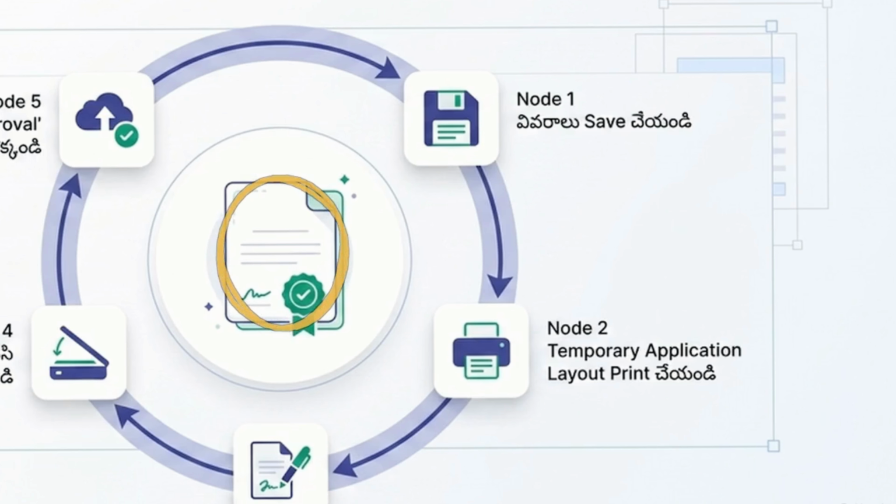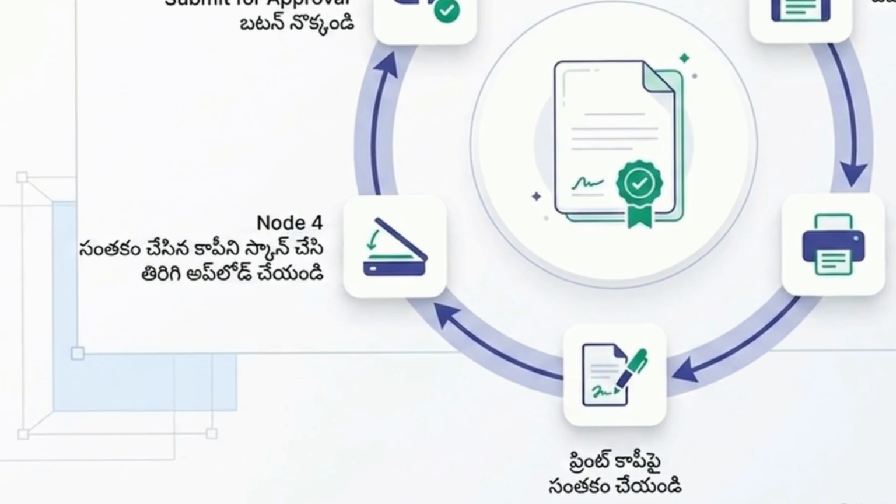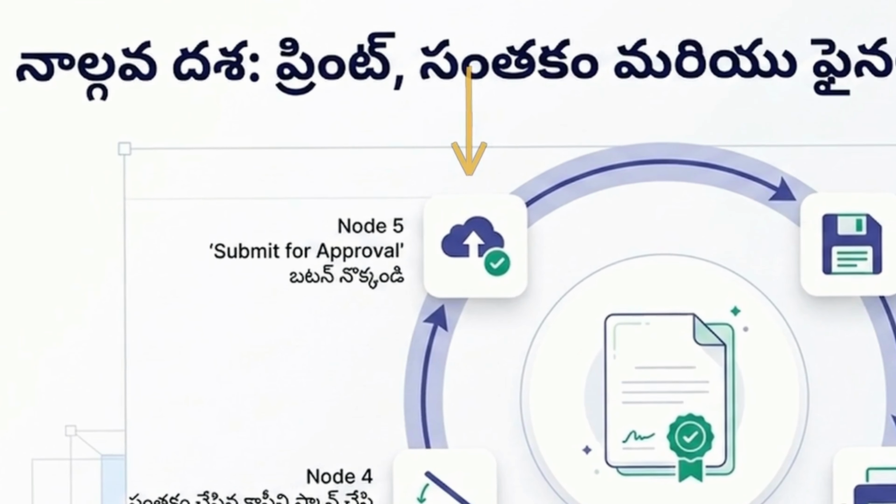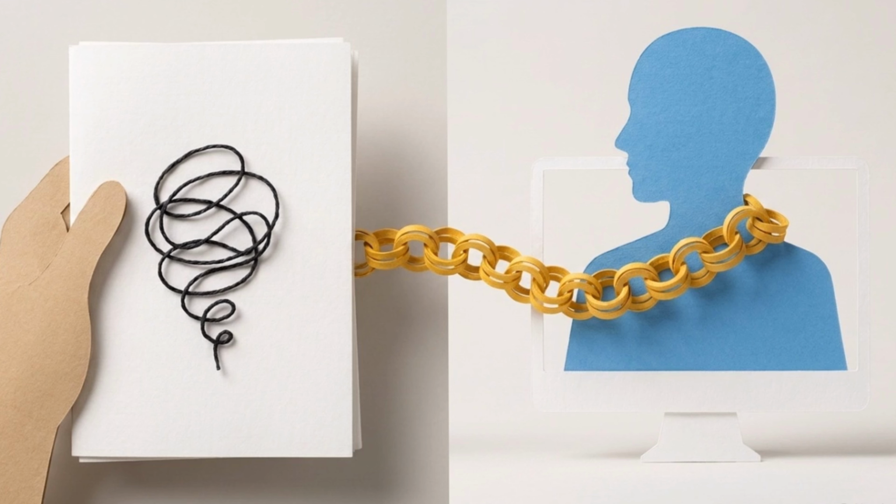First, save details and print the temporary layout. Next, sign the physical document. Scan and re-upload the signed copy under 200 kilobytes. Finally, click Submit for approval to release your application to the state. This circular loop serves as a security anchor by requiring a hand-signed scan of the layout. The state creates a verified link between your physical presence and the digital application.